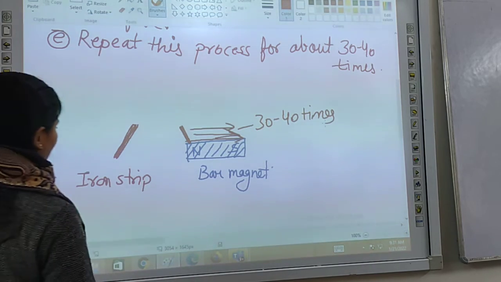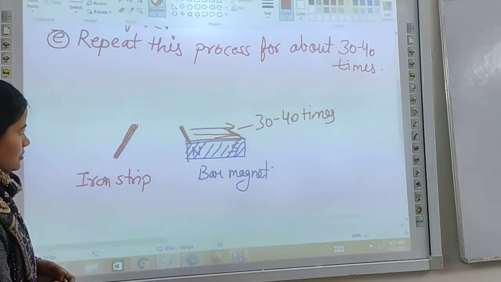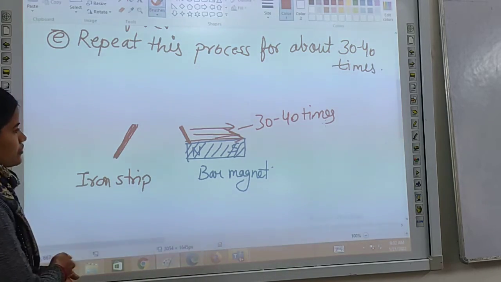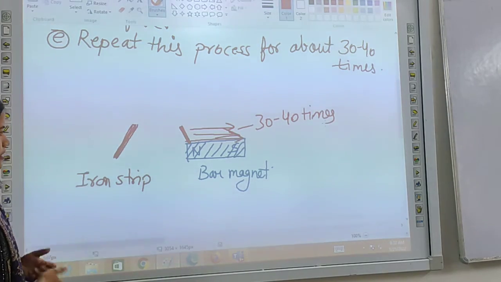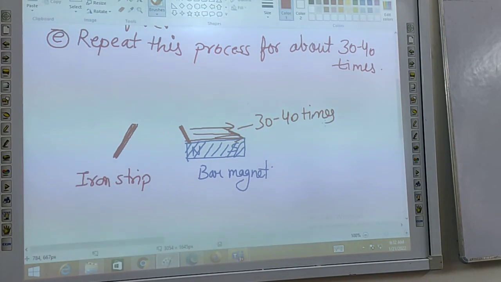After that you find that the iron strip also attracts some other iron object. Okay, means for some time they have the properties of magnet. They have the properties to attract any other object which is made up of iron, cobalt or nickel. Is it clear? One more thing, keep it in your mind that you have to rub the iron strip on the surface of the bar magnet in north to south direction.